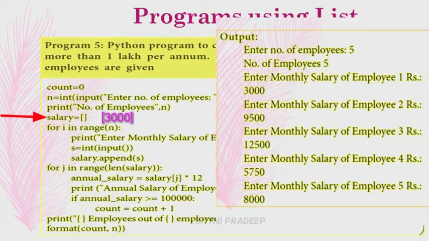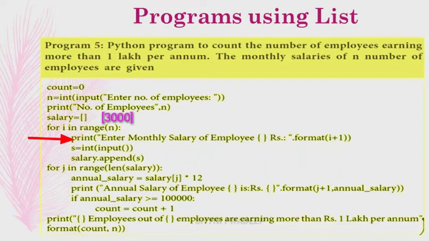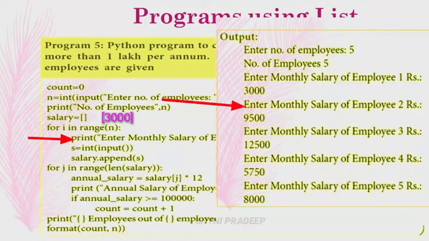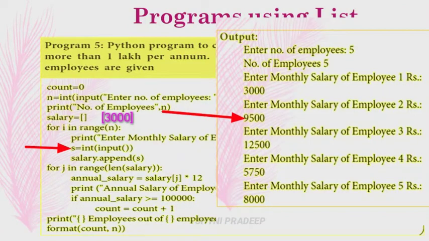Next, again come to the for loop. For i in range n, second position is what? 1. i is equal to 1. So next, enter monthly salary of employee. i plus 1 means 1 plus 1, 2. Employee 2 rupees. You have to enter the salary, that is 9,500. And this salary 9,500 will be added in the salary list. Now the length of salary becomes 2.